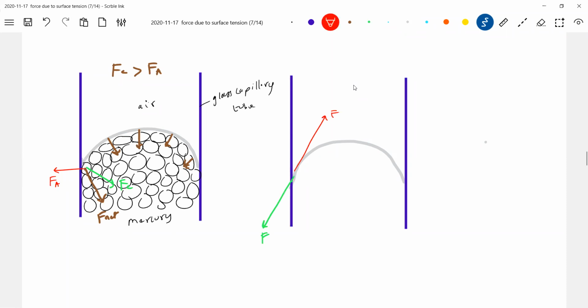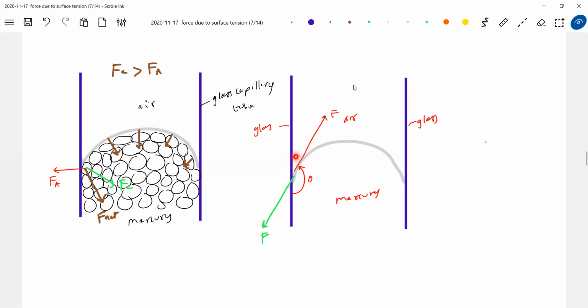And what is the angle of contact? We define this as the angle of contact. Try to see the arrow. This is the mercury. This is the air. This is the glass. Look at the angle of contact. So how do you define angle of contact? The angle measured between the tangent drawn inside the liquid and the solid.